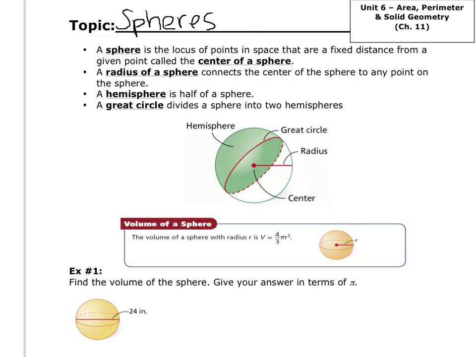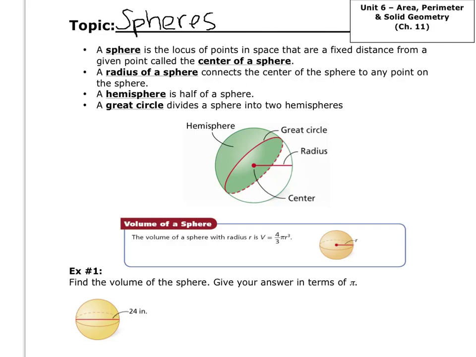Okay, today we're going to talk about spheres, and we're going to look at both surface area and volume. So I've given you some definitions up at the top there. Basically a sphere is like a ball, like a three-dimensional circle. The radius is going to be the same measure as a circle, from the center to the edge. A hemisphere is half a sphere.